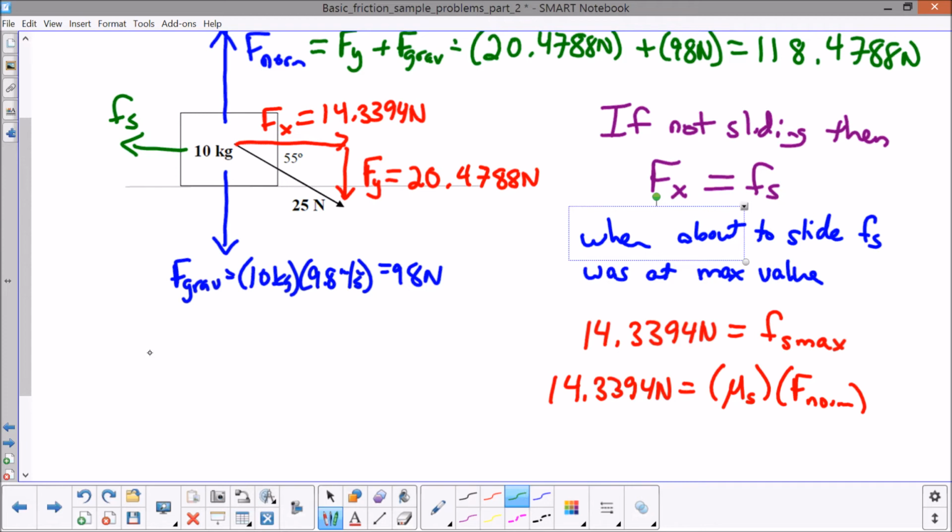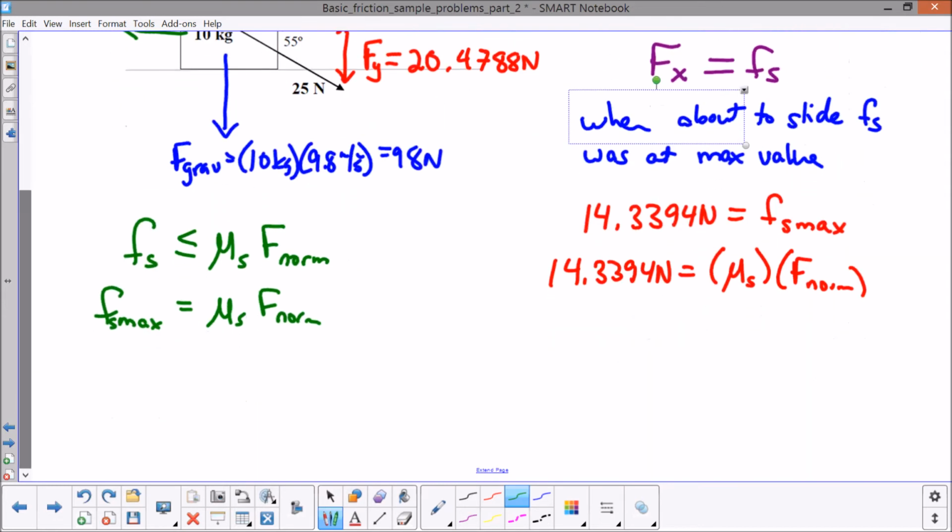And the equation we have for static friction is that the force of static friction is less than or equal to the coefficient of static friction times the normal force, or the maximum value is when it equals the coefficient of static friction times the normal force. Again, often in static friction problems, you're looking at that point when it's about to start sliding. And in those cases, you use the maximum value of static friction.